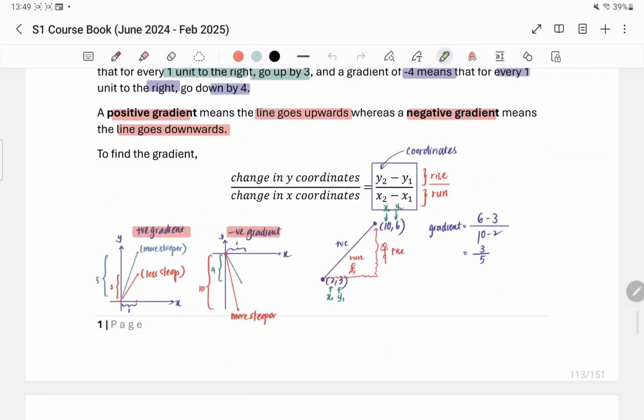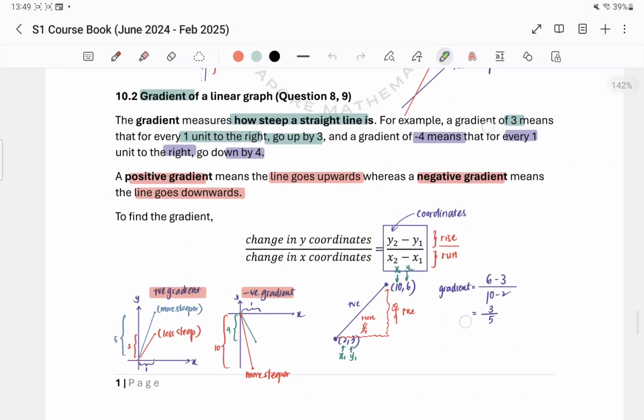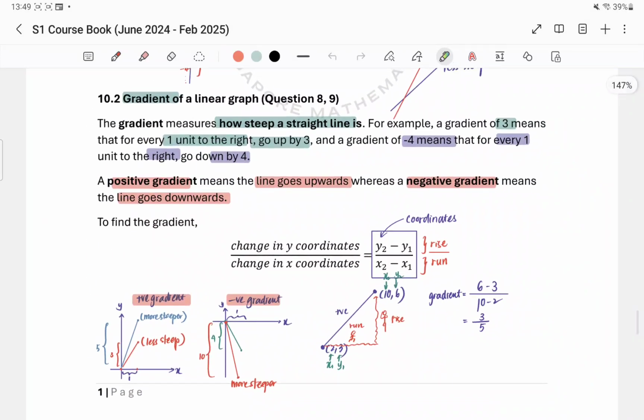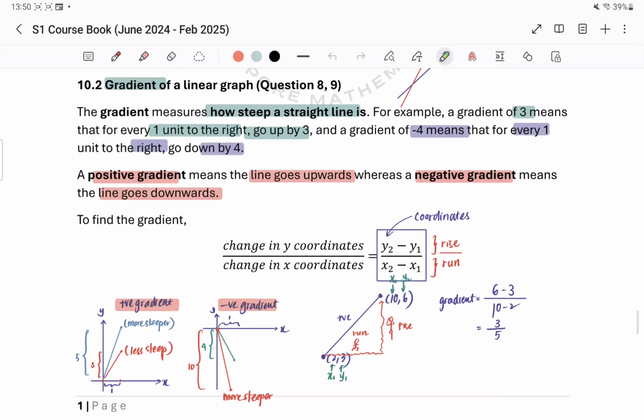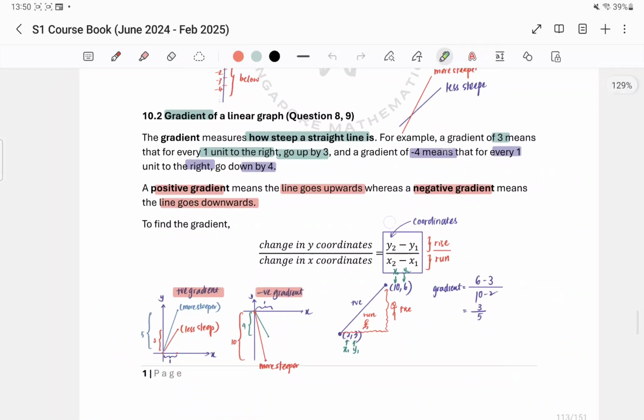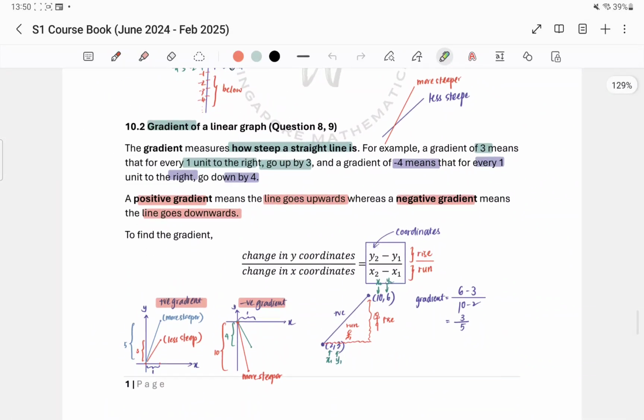So we will complete the content part and we will look at the questions one by one based on the content that we are looking at. Okay, so now, gradient of a linear graph. Of course, you can pause the video and take a screenshot and write down the notes first, but I'm going to explain as we go. For each part I will explain how all the parts make sense together.